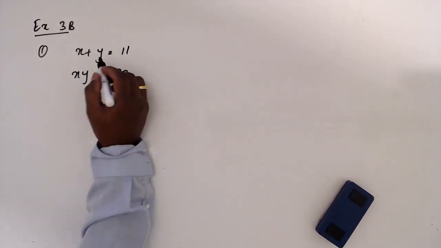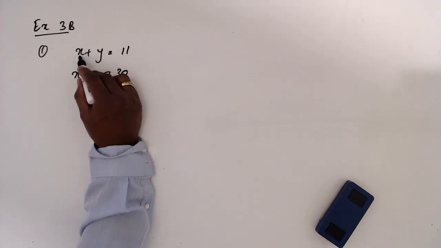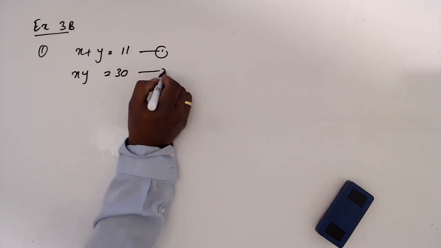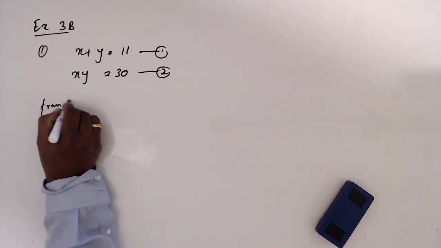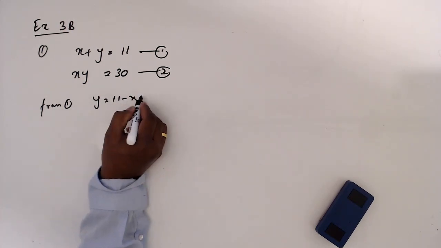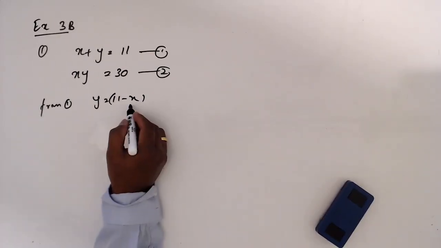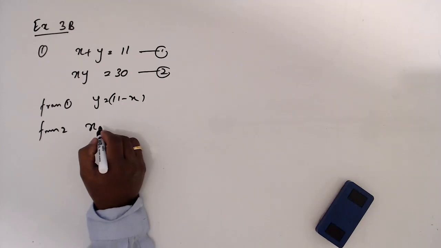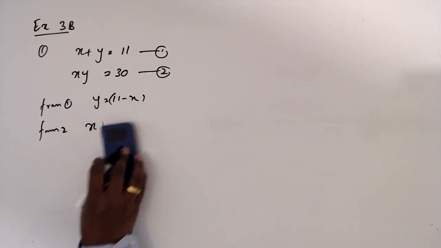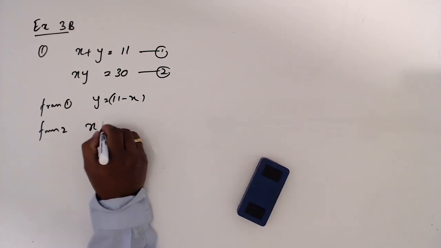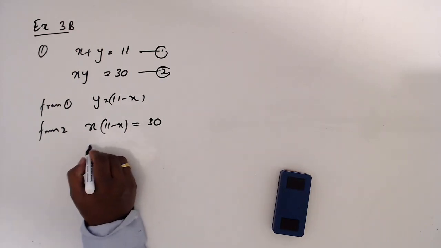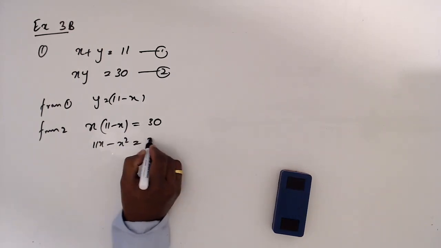When I look at this one, I can see that I can easily make x the subject or y the subject. But with practice, we always try to make y the subject. I'll call these 1 and 2. Now from 1, y equals 11 minus x. Then we are going to substitute into here. From 2, xy equals 30. I'm not going to write y, because y means 11 minus x, so x times (11 minus x) equals 30.